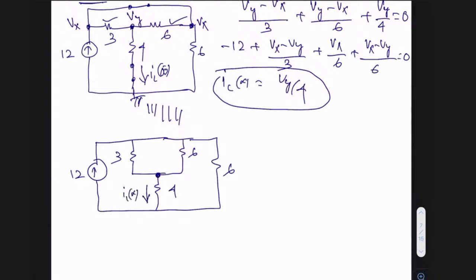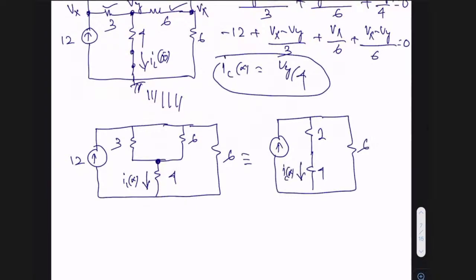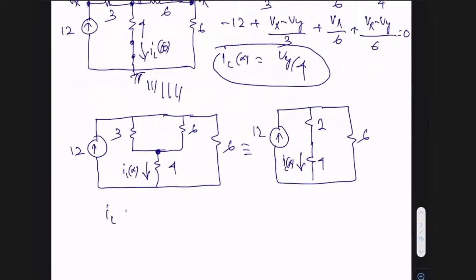So now in this case, I think the things will be much simpler for you. This is again equivalent to 3 parallel with 6, which is 2. So this is basically 12, and then you have 3 parallel with 6 is 2, and then this is 4, and this is again parallel with 6. So this current is what I mean by IL of infinite. This is again your 12. So what is IL of infinite?